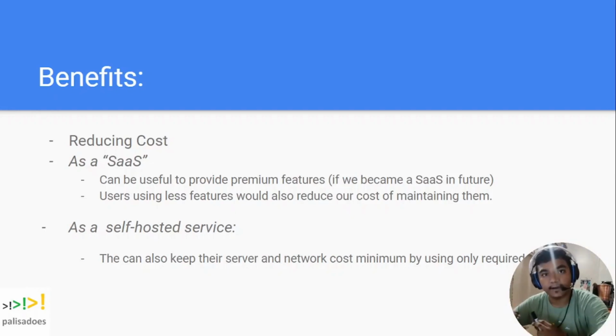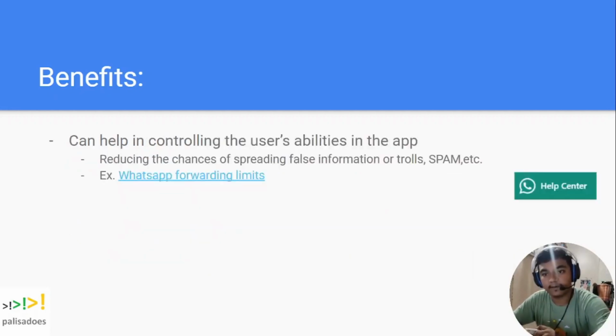For example, they might disable personal messaging and posts if they are not utilizing them, and they might keep the calendar features to make sure everyone sees what the future activity is. So it depends on them, but it can help in reducing their cost. So that was the reducing cost benefit. The second benefit is that it can help in controlling the users' abilities in the app.